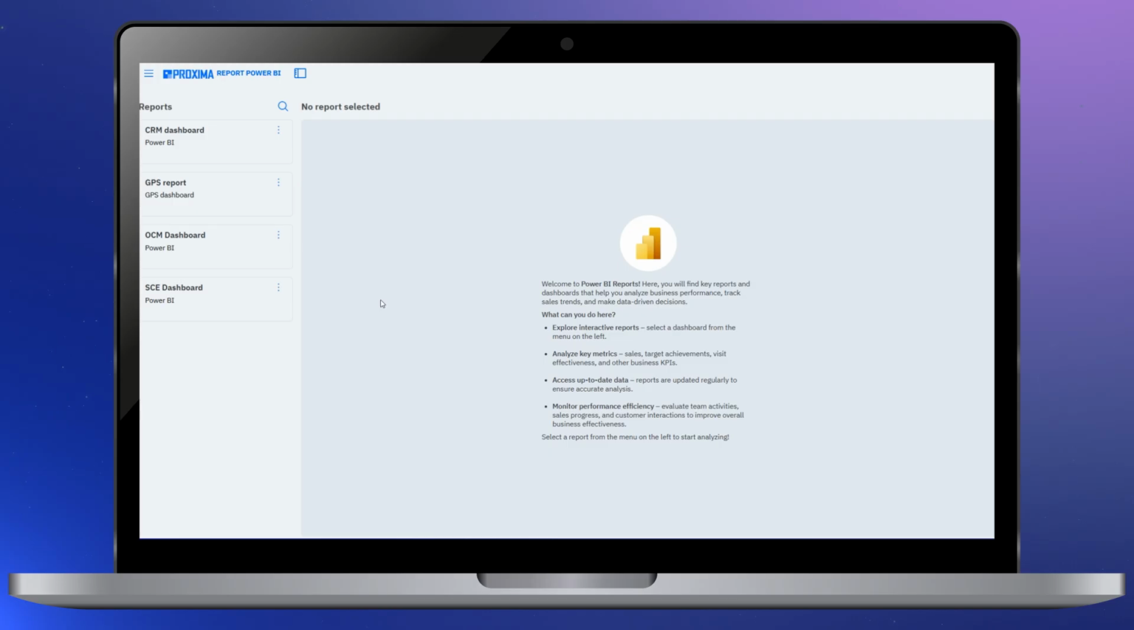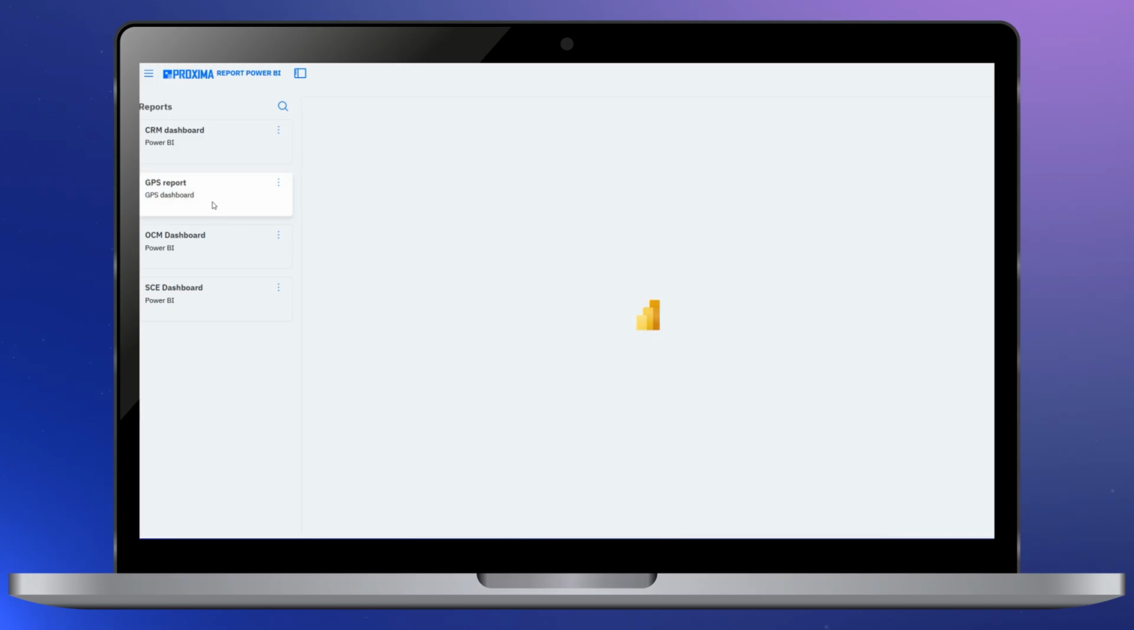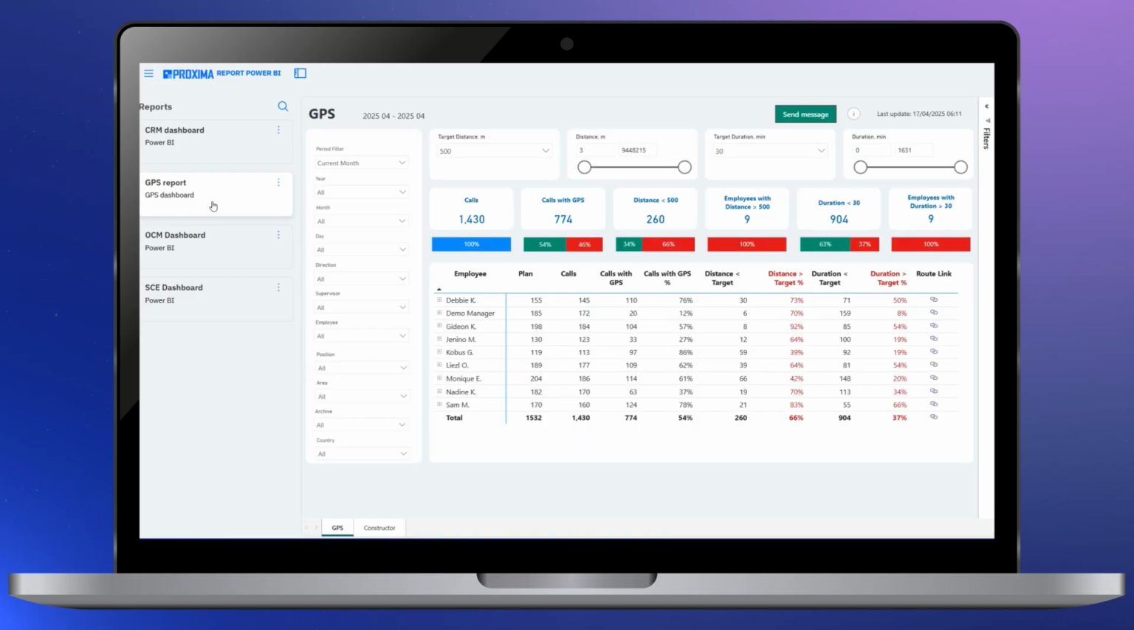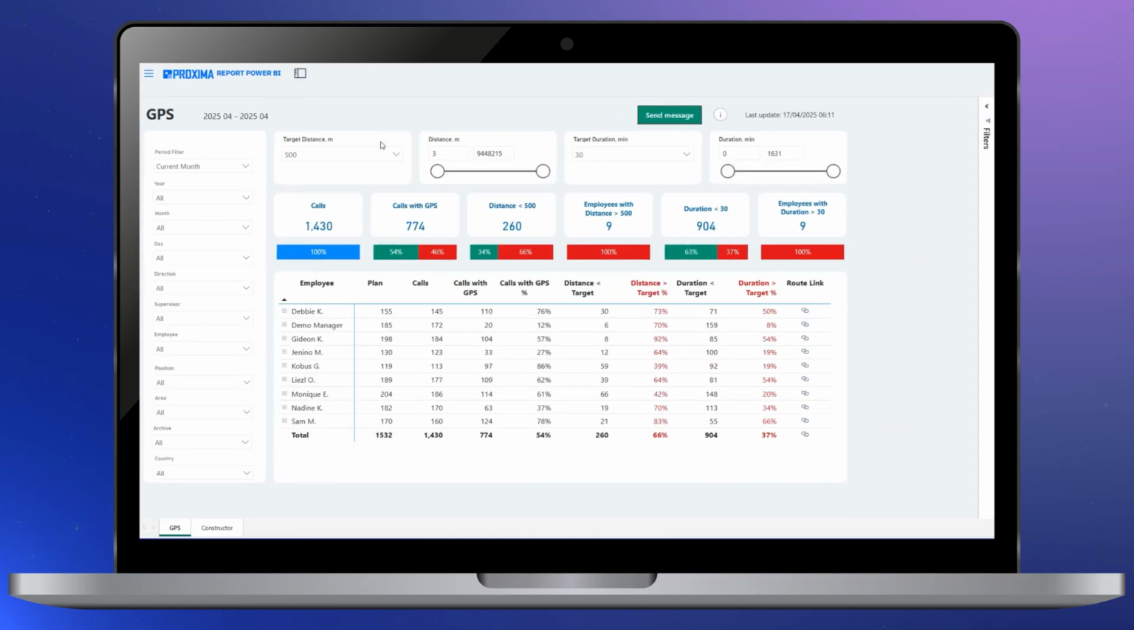I moved to analyze visit compliance, focusing on visit duration and location of visit closure. I opened the corresponding report. After setting the required target metrics, I begin analyzing my employees' work effectiveness.